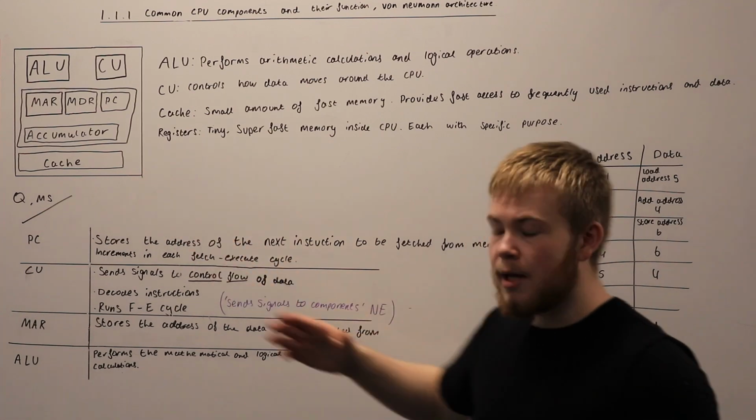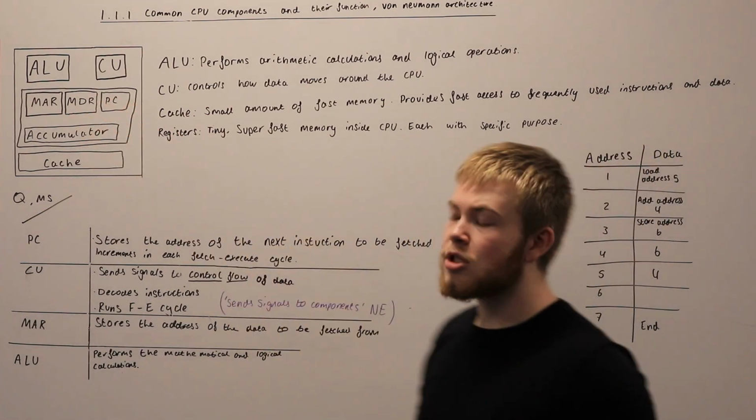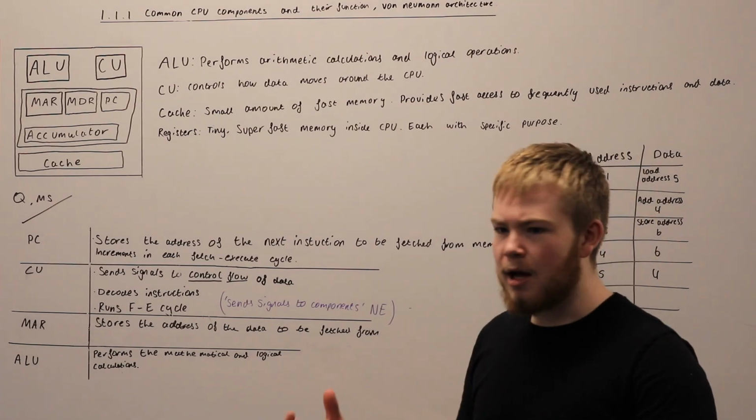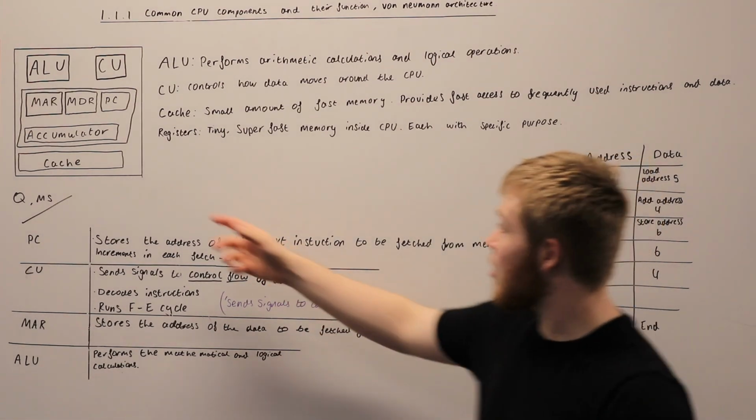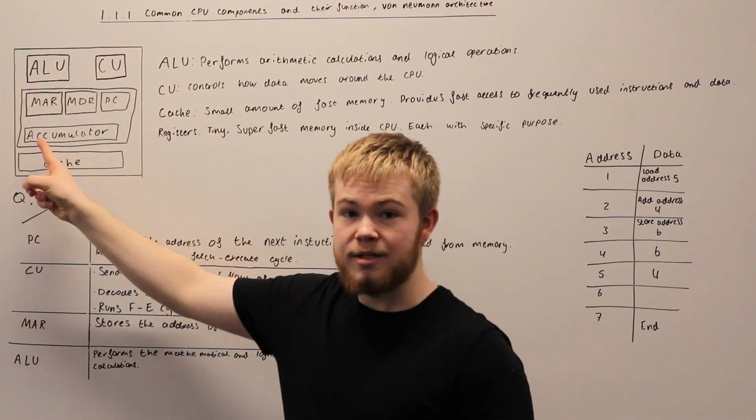The accumulator is where the results from the ALU are stored. So let's say we have add 5 plus 5. The ALU calculates this, and it stores the result in the accumulator.